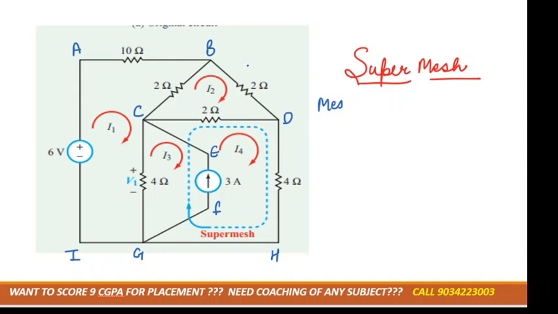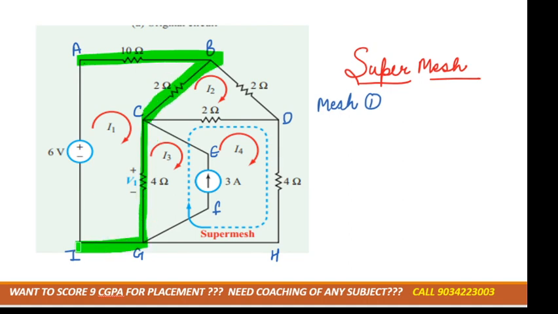See, in this question we are using the concept of super mesh. So we have to apply KVL in mesh 1. Mesh 1 you can take A to B, B to C, C to G, G to I, and back to A only, right? So we can write down, apply KVL in mesh 1: A, B, C, G, I, A, right?